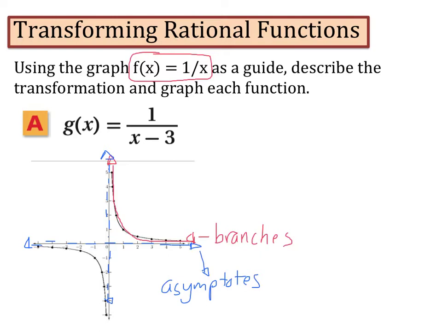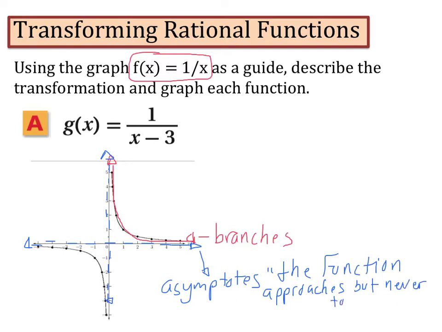Asymptotes are lines where the function approaches but never touches. We'll be working with asymptotes a lot in this chapter, so it's helpful to know that asymptotes are lines where the function approaches but never touches.